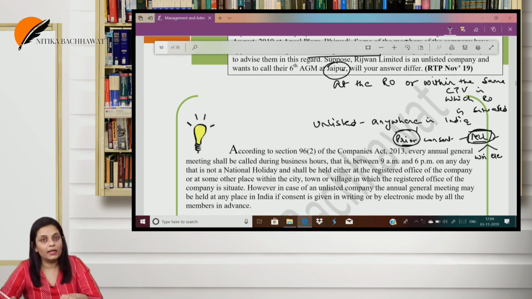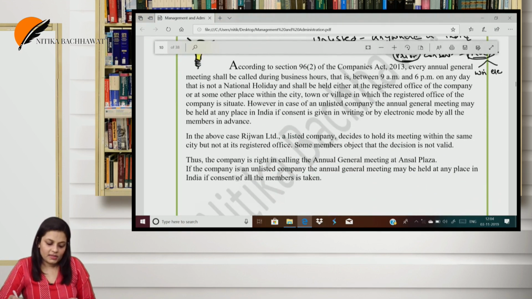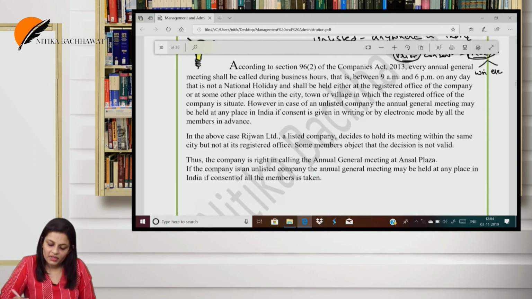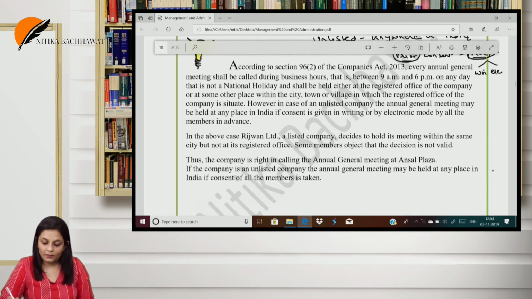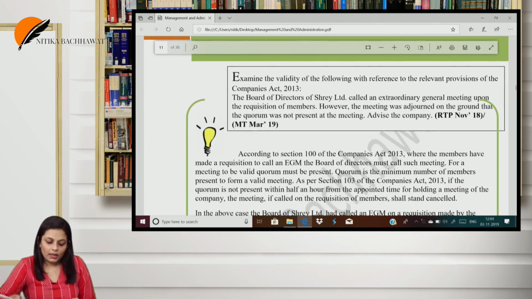So can it be called at any other place? Yes, if it has got the prior consent. So in the above case, the company is right in calling the annual general meeting at Ansal Plaza. If the company is an unlisted company, it may be held at any place in India if consent of all the members is taken.